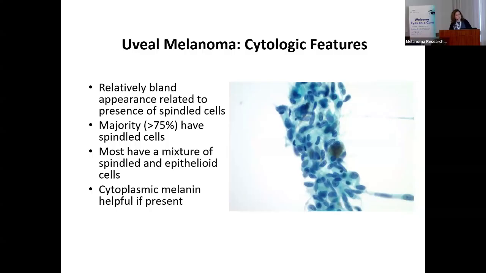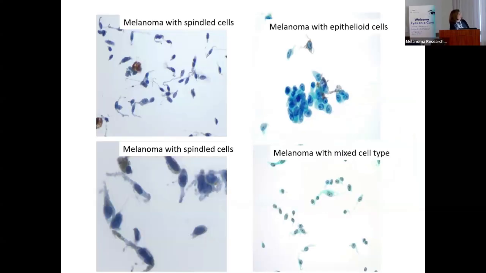Most ocular melanomas have a component of spindled cells, so we use that to help us make a diagnosis. And some have pigment, which is very helpful when it's present. Not every eye melanoma has pigment though. There's also another cell type that's present in melanoma called an epithelioid cell. It's a melanoma cell that looks more plump and round. And often they're an admixture of both cell types.